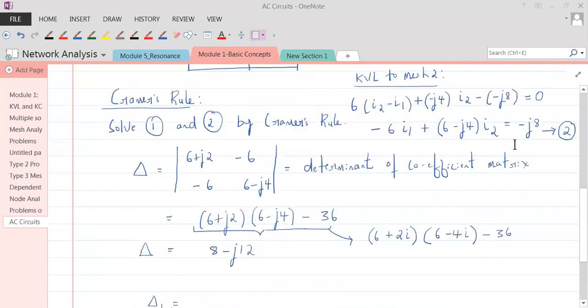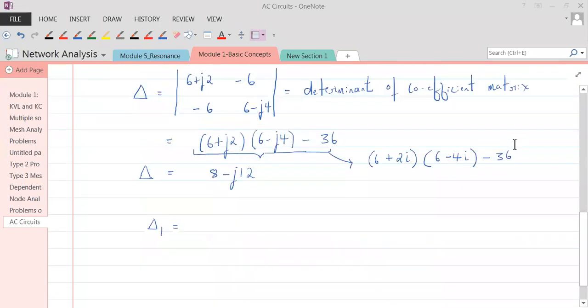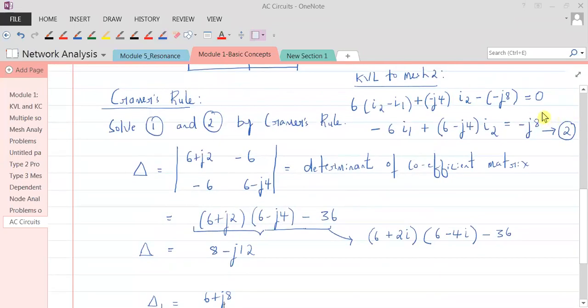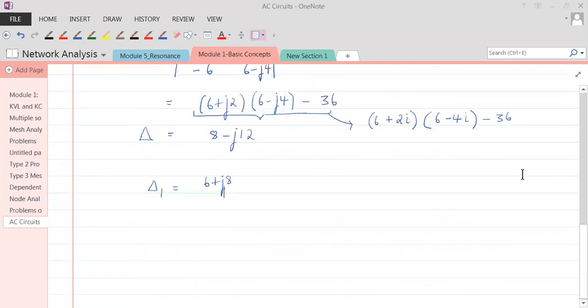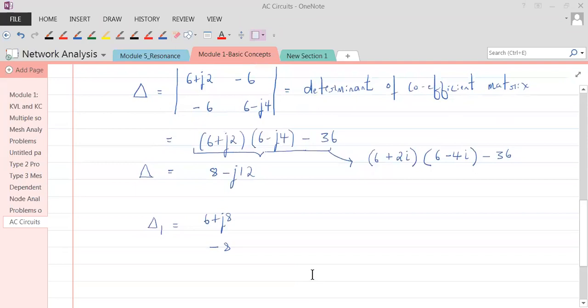6 plus j8, the constants on the right hand side, then minus j8. So 6 plus j8 and minus j8 should come as the first column, and the second column would be the column of the coefficient matrix, that is minus 6, 6 minus j4. What is the determinant of this?